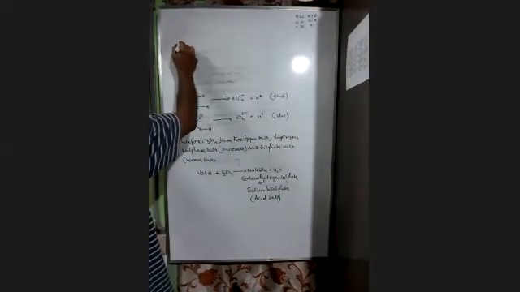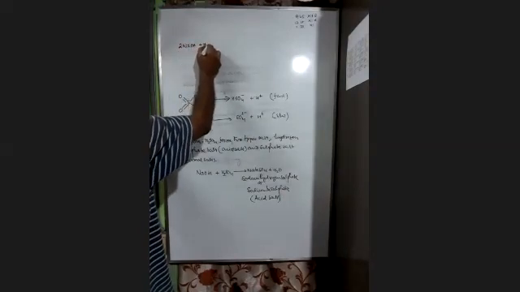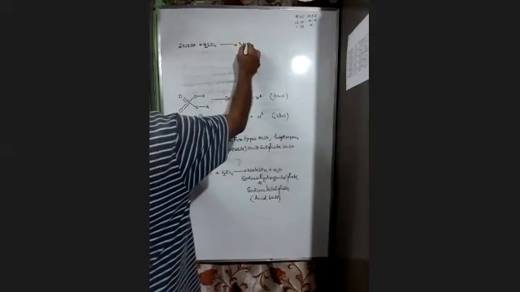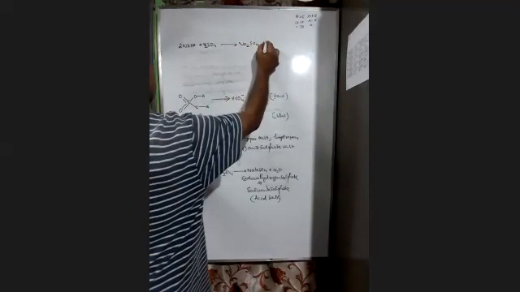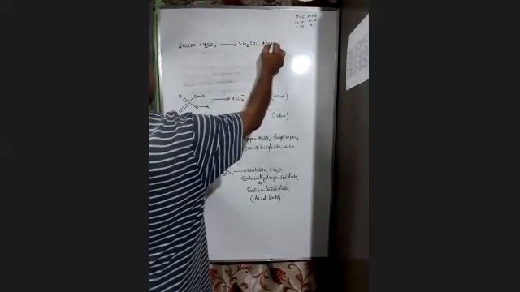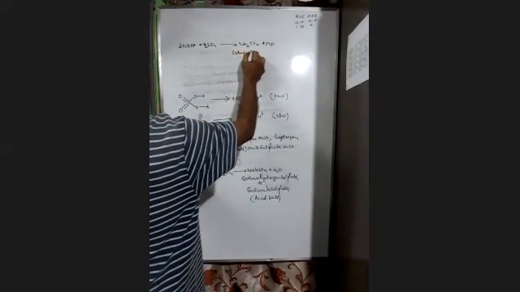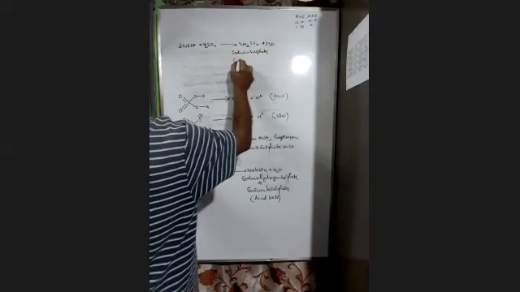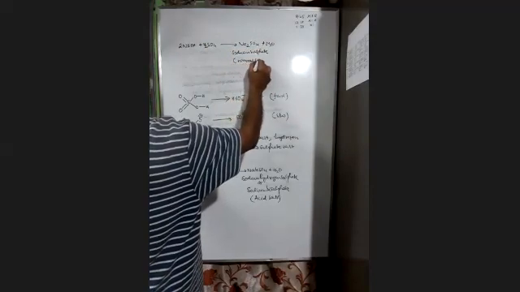And if you have taken two equivalents, then you will get here sodium sulfate. This is called normal salt, which is not having hydrogen.